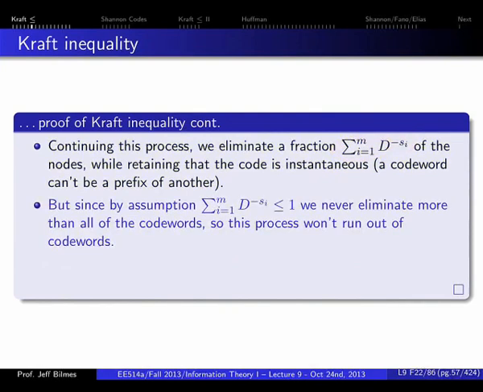But we do know that Kraft is true, and here's Kraft. So therefore, once we've done this m times, we haven't eliminated everything. On the left-hand side of the inequality is the total fraction that we've eliminated, and Kraft says that it's never more than 1. So we've never eliminated more than all there is to eliminate. At most, we've eliminated all of it, but certainly no more than that.